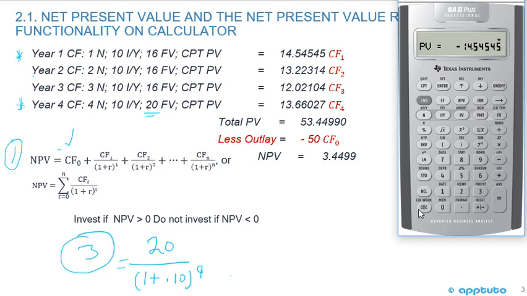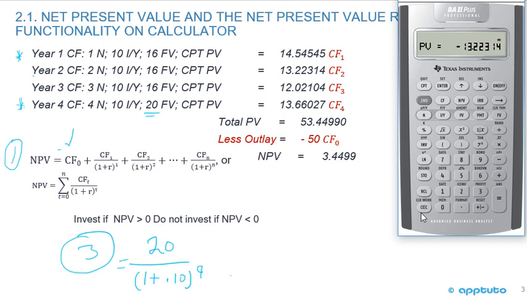Now the second payment is the exact same amount. So just calculator keystrokes to save time. I could do 2n and compute present value. I've got 13.22314. Okay.